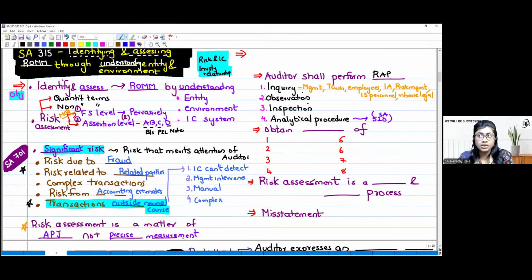So someone asked me a doubt. When is risk assessment procedure done? Risk assessment procedure is done in planning phase, as well as it has to be revised and redone in performing phase. Basically, it is done in planning phase. So can someone support risk assessment as one time? Is it one time? No.